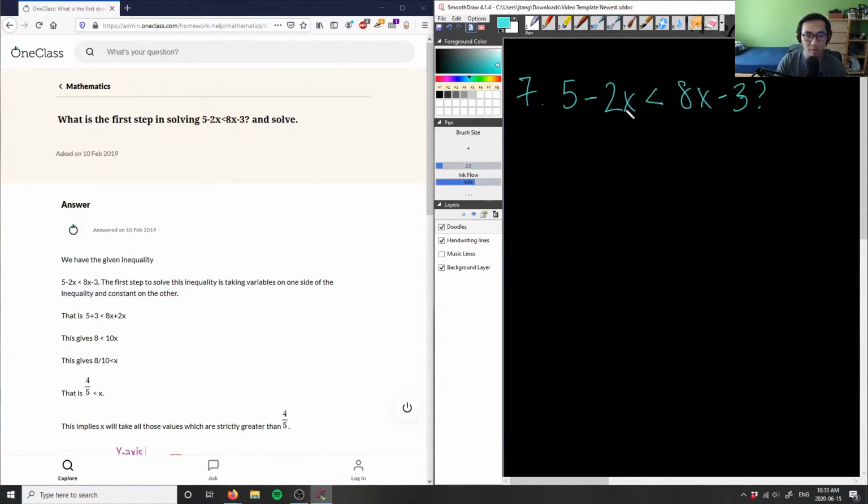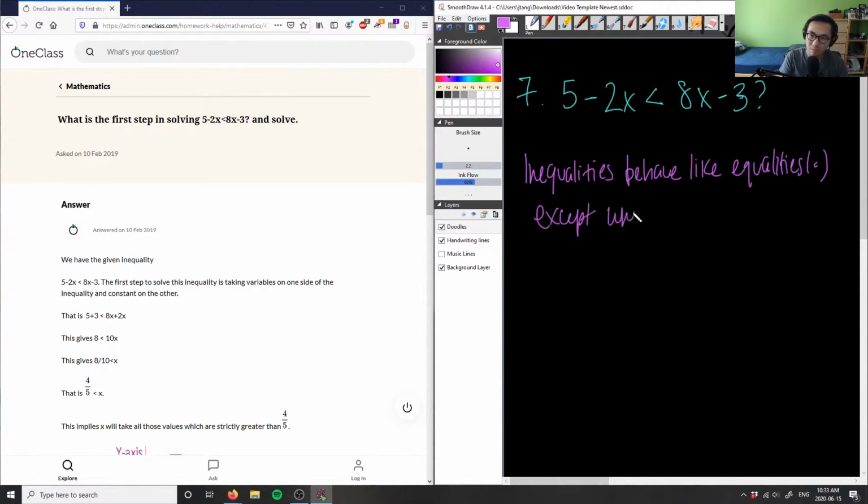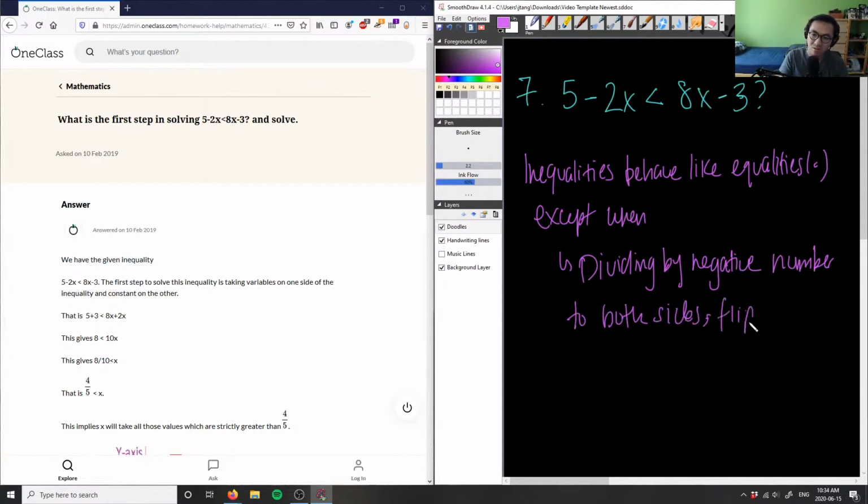We solve inequalities basically by using the same method as equalities, but with one exception. Let me write this out here. Inequalities behave like equalities, or the equal sign, except when we divide by a negative number to both sides, we flip the inequality.